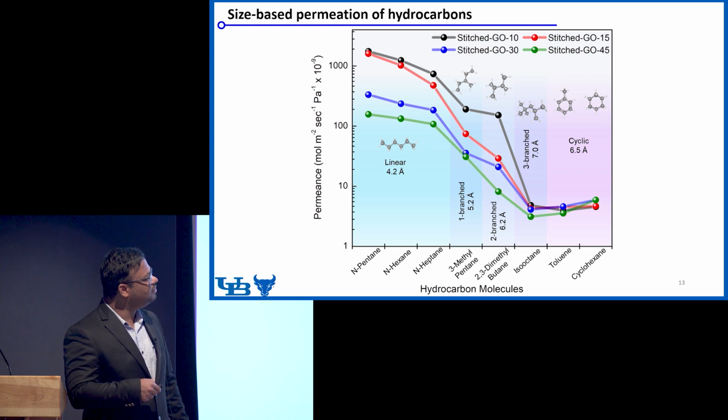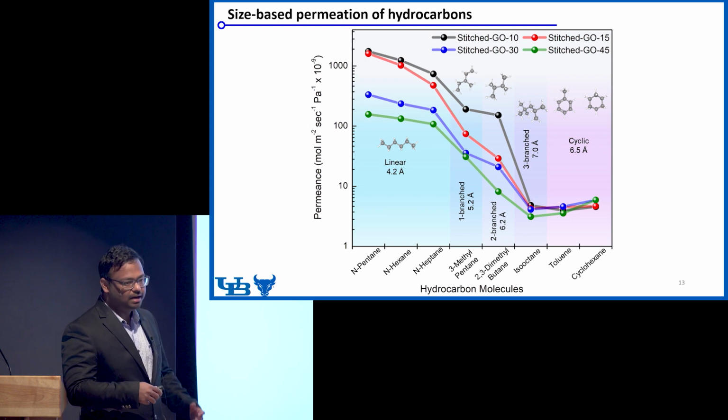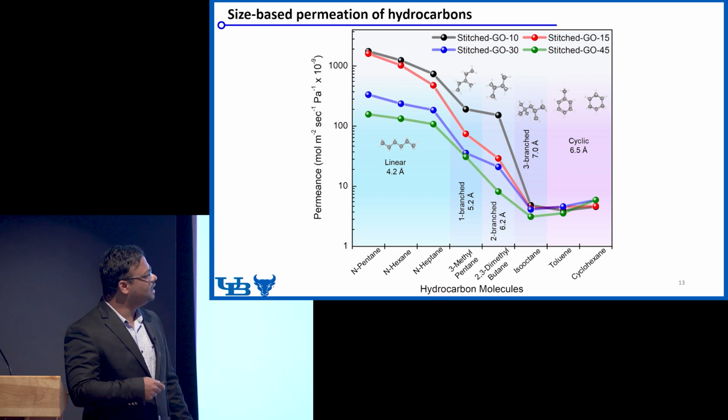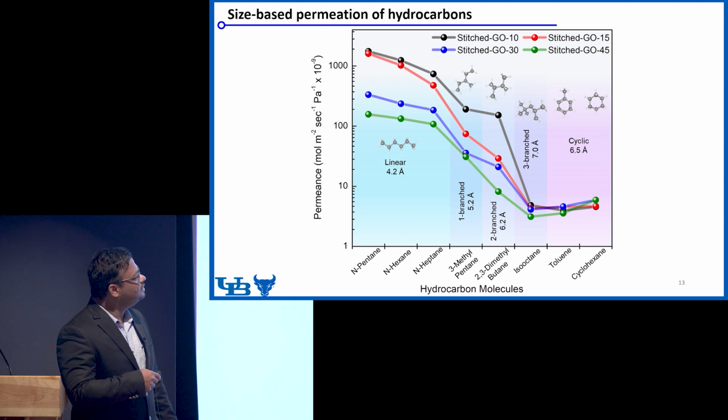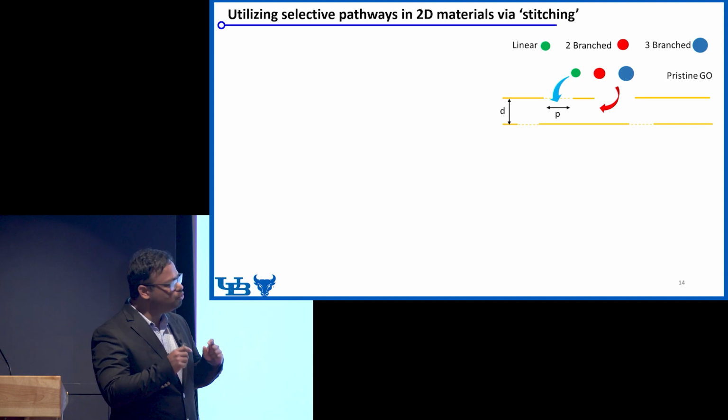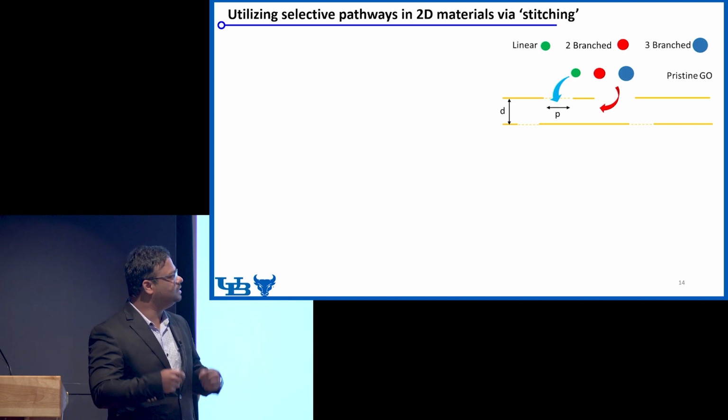And there is some amount of tunability between the single branch and the monobranch alkanes. To give you a better perspective of what actually happens during the stitching, I'll show it in a schematic. Suppose this is a graphene oxide membrane and you have 3 molecules: the small linear one, a medium-sized 2-branched one, and a 3-branched one, which is the largest of them all.